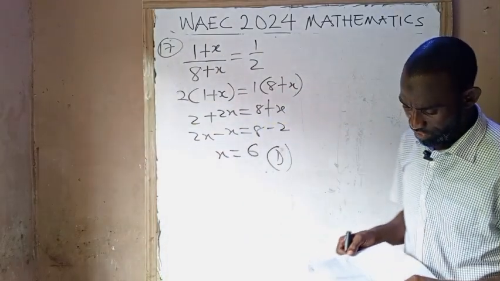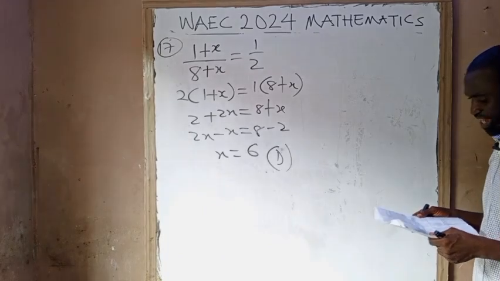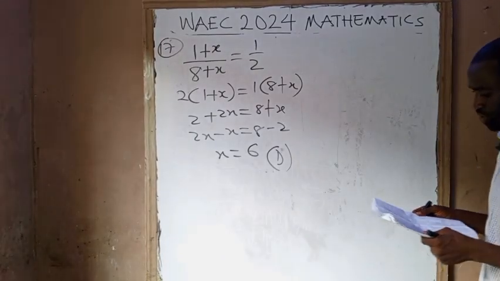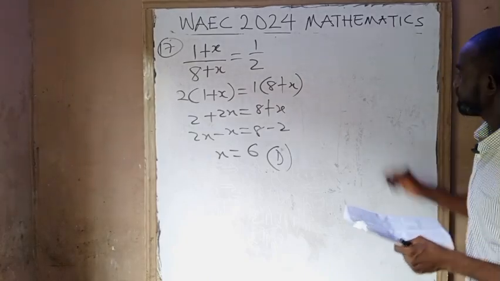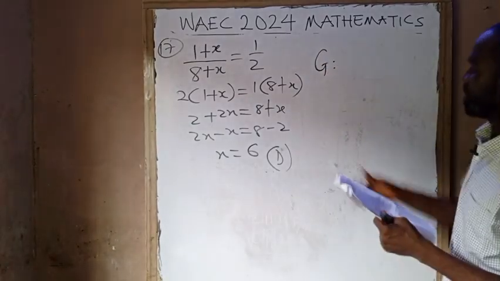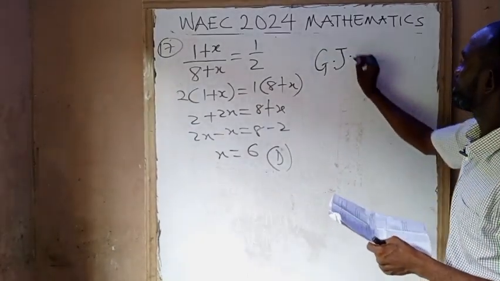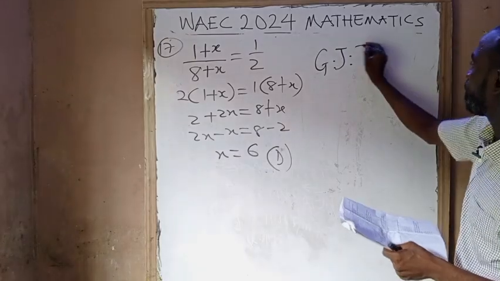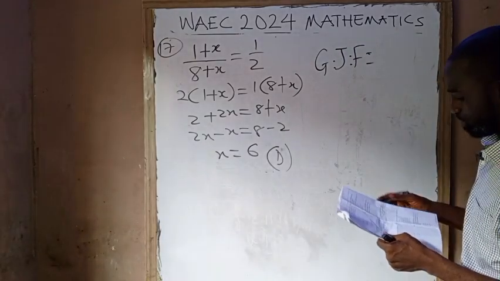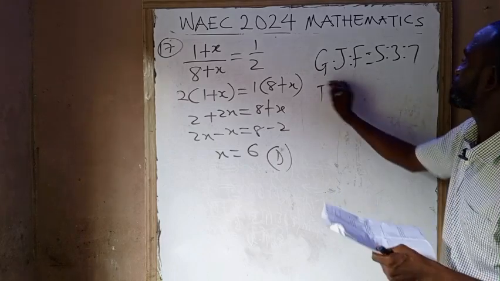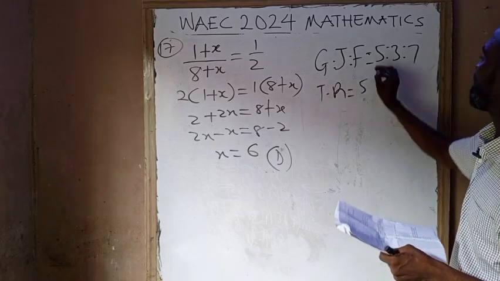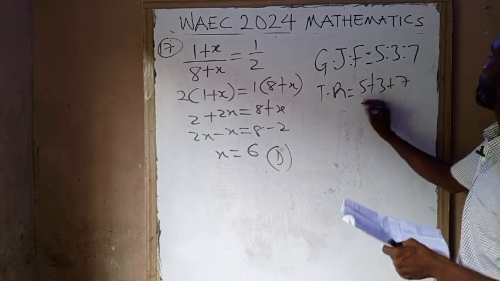Number 18. Gifty, Justina, and Frank share 60 oranges in the ratio. How many oranges did Justina receive? So G for Gifty, J for Justina, F for Frank. The ratio is 5 to 3 to 7. So what will be the total ratio? Total ratio is 5 plus 3 plus 7.